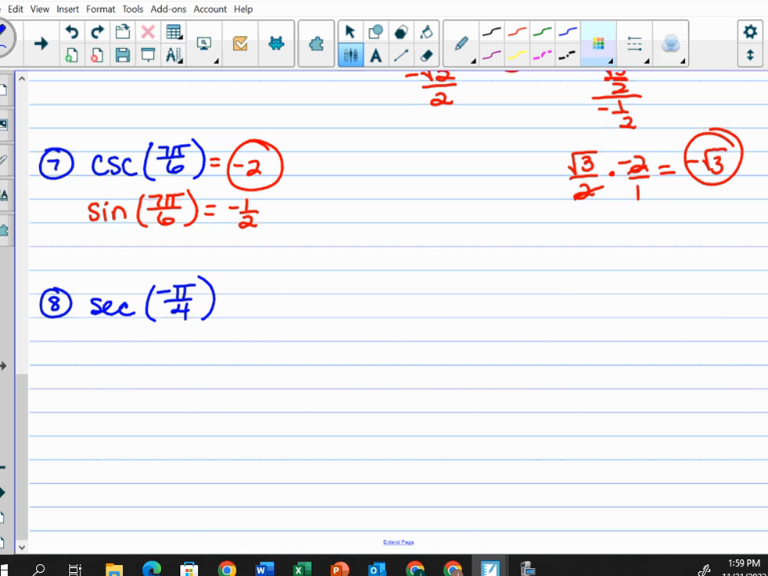Negative pi over 4. Where is that? That is not on my circle. What do negative angles mean? The other way around. So what angle on your circle is the same as negative pi over 4? Oh, in radians. Why are you saying degrees? That's where pi over 4 is. Yes, 7 pi over 4.